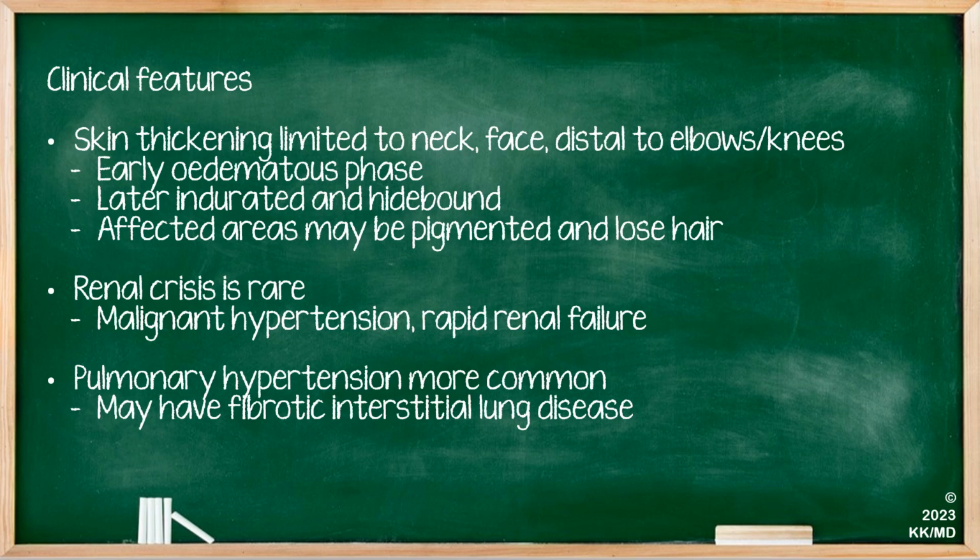Limited cutaneous systemic sclerosis can also affect the kidneys, and in the case of LCSS, this is quite rare. It's known as a renal crisis, and this is characterised by malignant hypertension, so really high blood pressure readings associated with rapid renal failure. However, in the limited form, pulmonary hypertension, which is also associated with systemic sclerosis as a whole, is more common, and patients may have fibrotic interstitial lung disease, which is contributing to this.